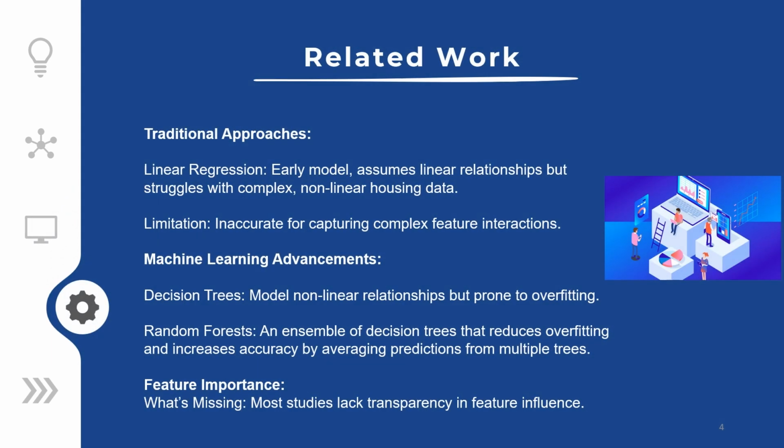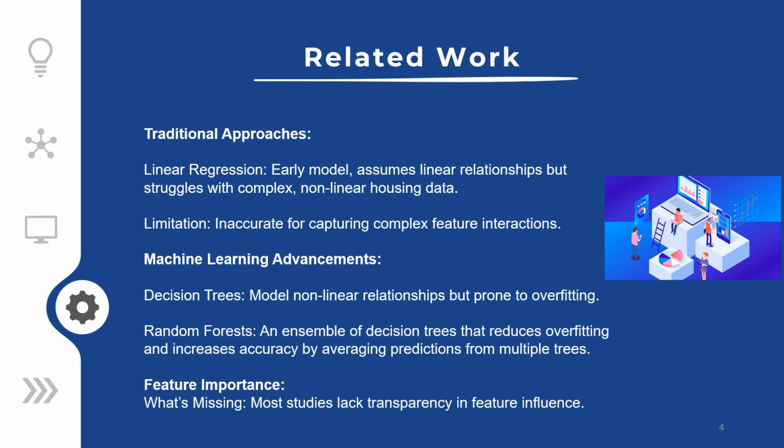And now coming to the related work, there are traditional approaches to predicting the prices of a house, such as linear regression. Linear regression is one of the earliest and simplest models used for predicting house prices. But linear regression struggles to handle non-linear relationships in housing data, such as exponential rise in prices for properties or the influence of raw features. Linear regression might predict a house with a larger lot size to always have a higher price, ignoring the effects of other factors.